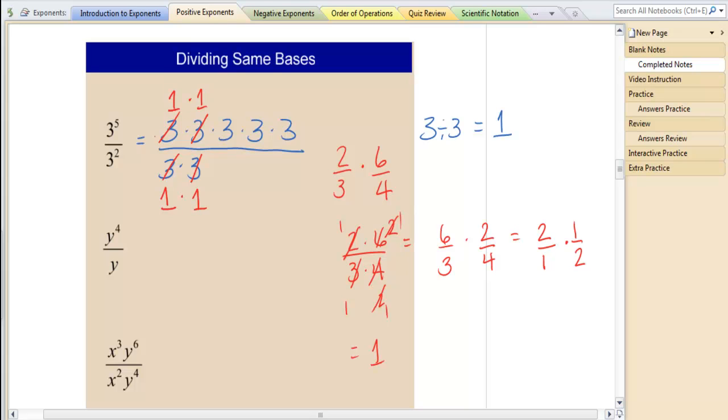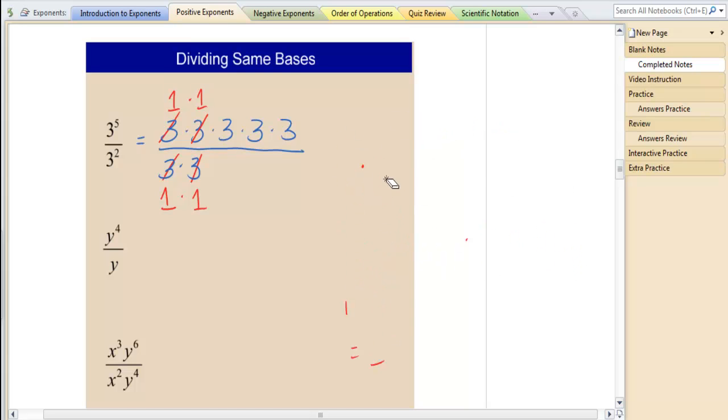So the numerator is actually going to end up being 1 times 1 times 3 times 3 times 3, and the denominator is going to end up being 1 times 1. And when I simplify this, how many 3's will I have left in the numerator? How can I express that with an exponent? So we have 3 to the 3rd. In the denominator, we just have 1. 1 times 1 is 1, so that's just 3 to the 3rd. So 3 to the 5th divided by 3 squared equals 3 to the 3rd.